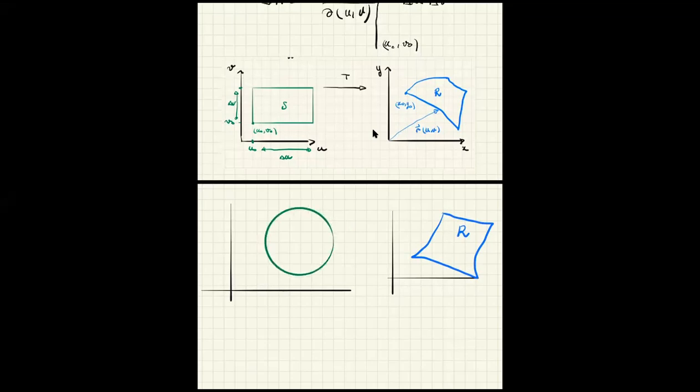Okay, so let's go back to the real situation where I have a region R in the XY plane, and I am in the UV plane, and I have my region S, that when I apply T gives me R. These are not necessarily small regions.